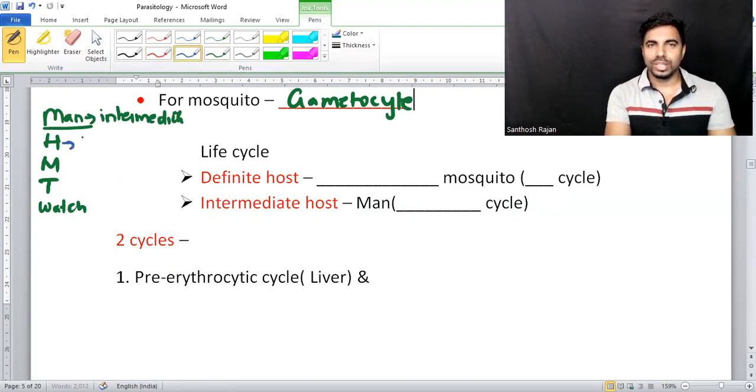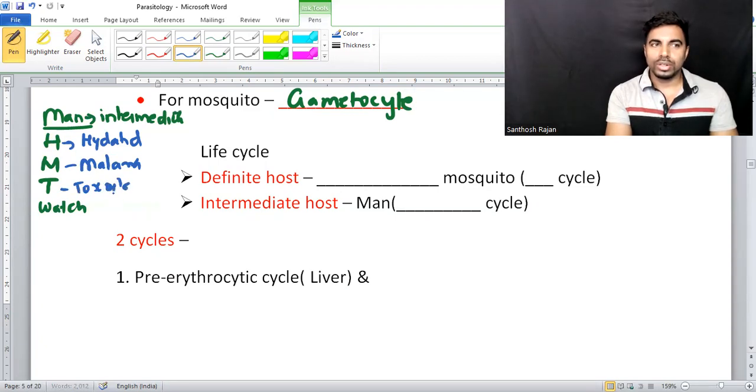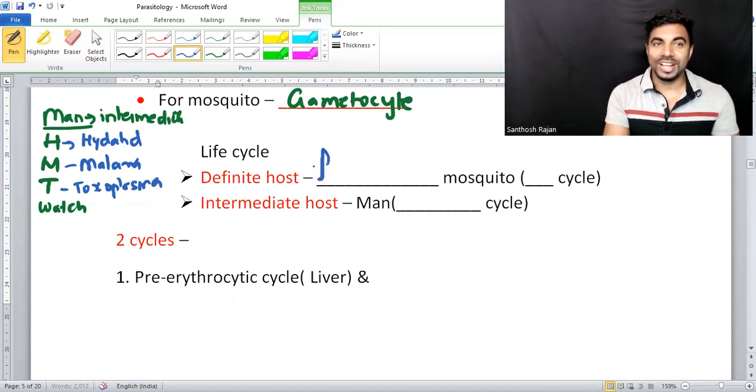H for hydatid cyst, where dog is the definite host. We are coming to that. M for malaria, which we are talking about now, where the definite host is the mosquito. And the other one, T for toxoplasma, which we are also going to talk about. Now the definite host is which one? Mosquito. Which mosquito? A frequently asked question: it is the female Anopheles mosquito.